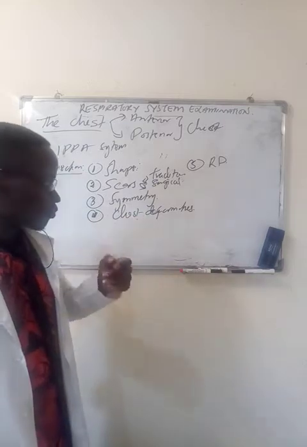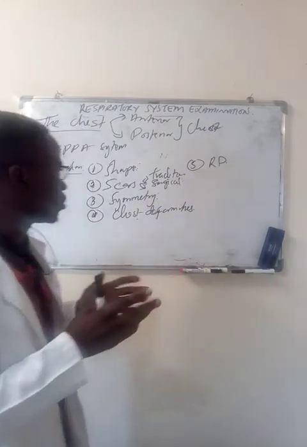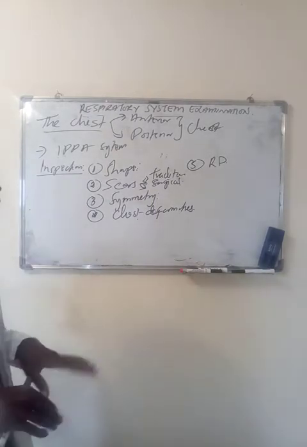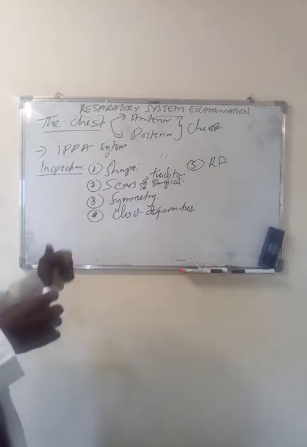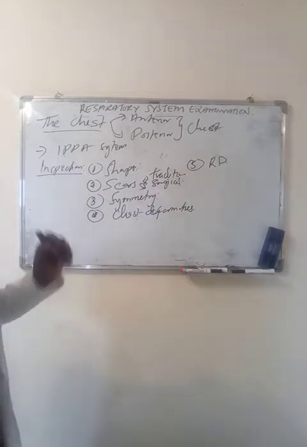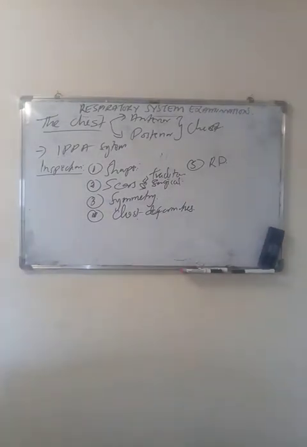Then symmetry. You want to look at the symmetry of the chest. Do you think one side of the chest is rising more than the other, as during inspiration or during expiration? So you also look out for all those. Then things like respiratory distress: is there any labored breathing, and so on. Then you also look at respiratory rate, like I already mentioned. Is there tachypnea, or is there increased respiratory rate, or is there decreased respiratory rate?